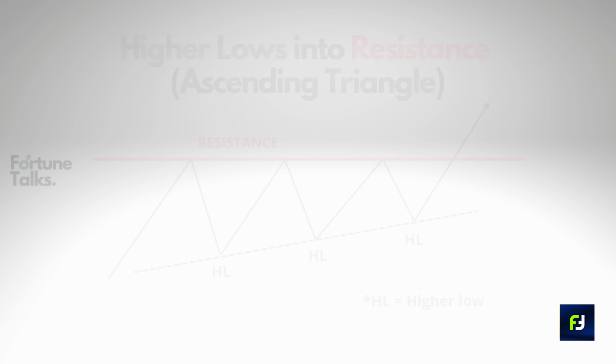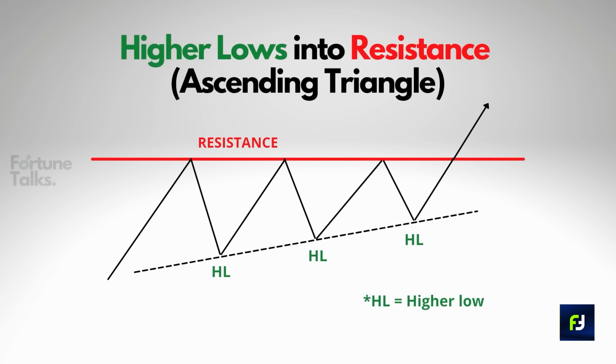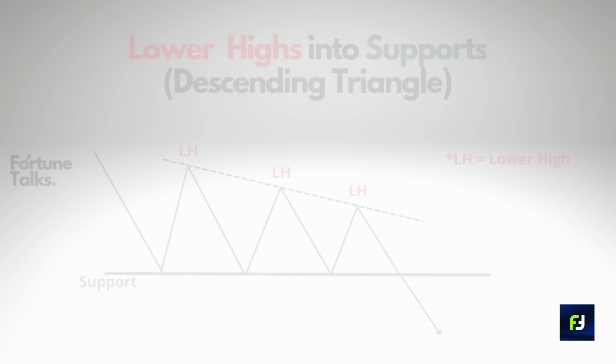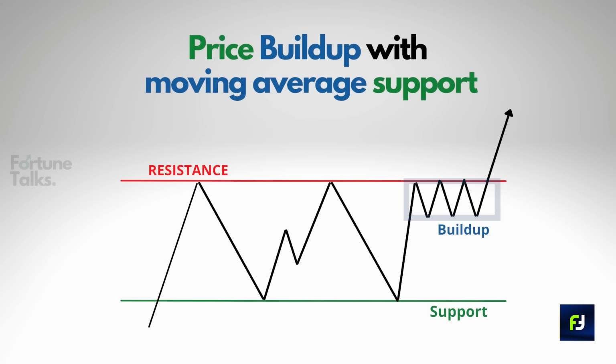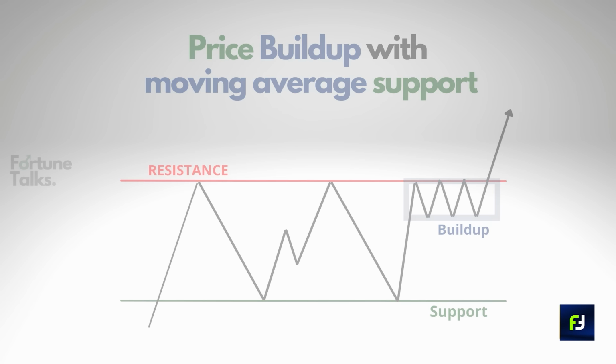We have to look for higher lows into a resistance which somewhat look like an ascending triangle, or we should look for lower highs into the support, which somewhat looks like a descending triangle, or even a third type where there is a price buildup which is supported by a moving average. Now let me cover each one of them.